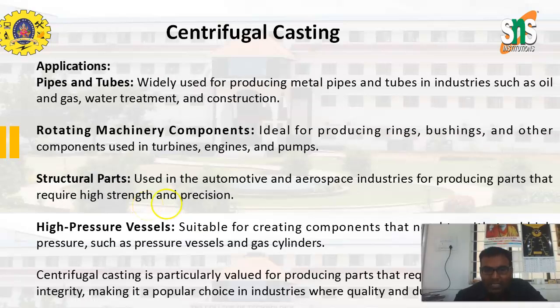Applications: pipes and tubes can be produced with the help of centrifugal casting. Rotating machinery components such as turbines, engine blades, engines and pumps can also be produced. Structural parts such as automotive parts and aerospace industry parts can also be produced. And high pressure vessels like gas cylinders and pressure vessels can also be produced with the help of centrifugal casting.